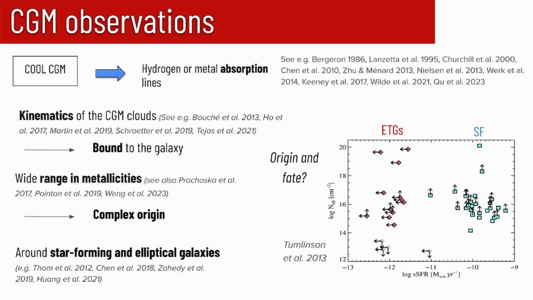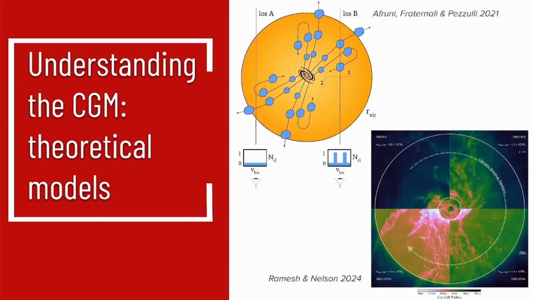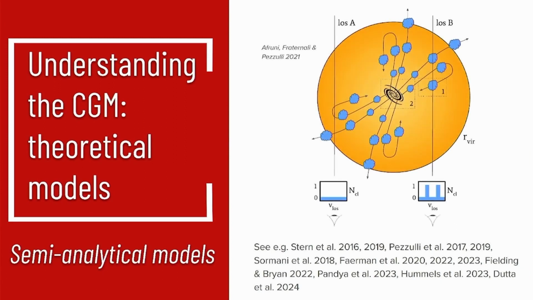So from all these observations, what you want to do then is to try to understand the circumgalactic medium, to interpret these observations through different theoretical models. And you can do this in different ways. I can think of semi-analytical or analytical models and hydrodynamical simulations. So first I want to focus on the semi-analytical models, and there are many of these types of works, especially in the last maybe 10 years, where you can try to model using some physical assumptions.